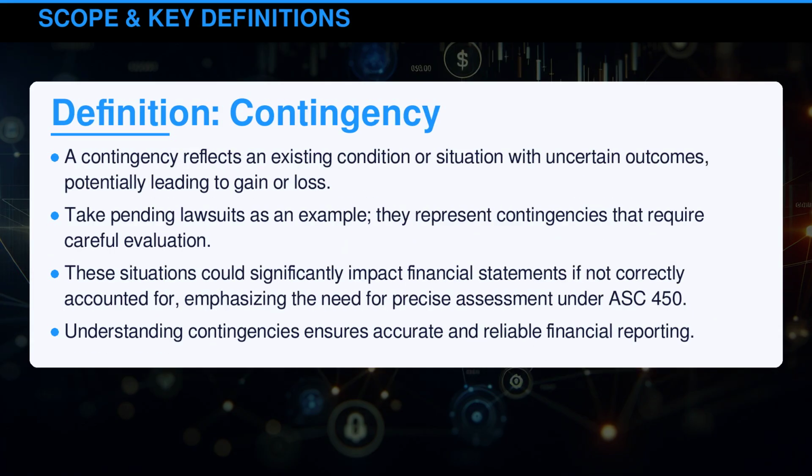A contingency reflects an existing condition or situation with uncertain outcomes, potentially leading to gain or loss. Take pending lawsuits as an example. They represent contingencies that require careful evaluation. These situations could significantly impact financial statements if not correctly accounted for, emphasizing the need for precise assessment under ASC 450. Understanding contingencies ensures accurate and reliable financial reporting.